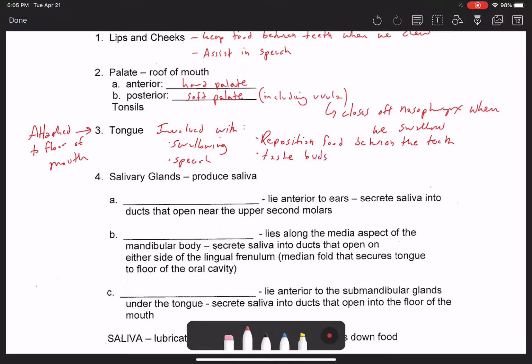Taste buds allow us to sense our four primary raw tastes, including sweet and sour. And then it is also involved with mixing, so it mixes food with saliva to create this ball of food known as a bolus of food.